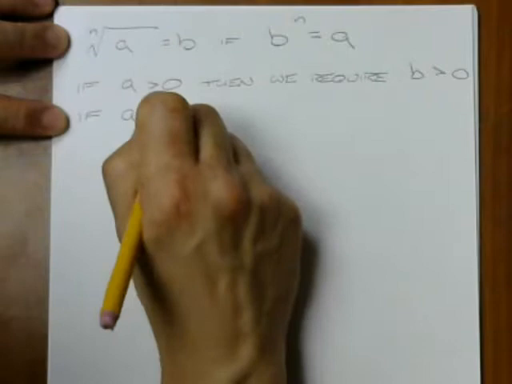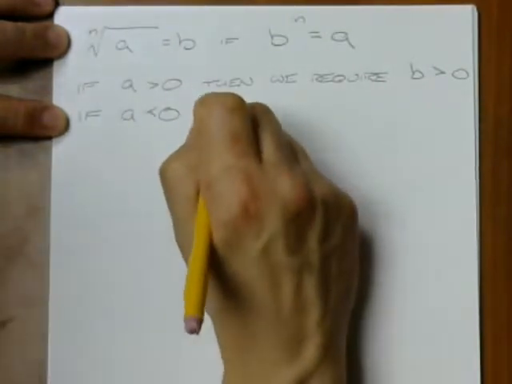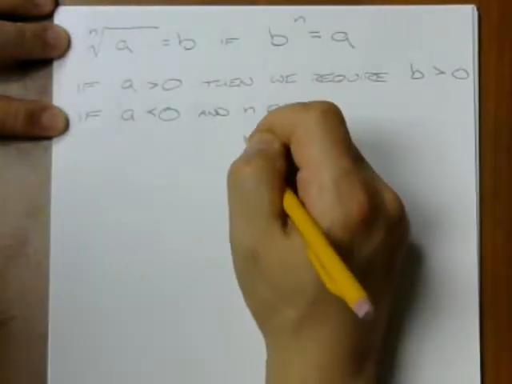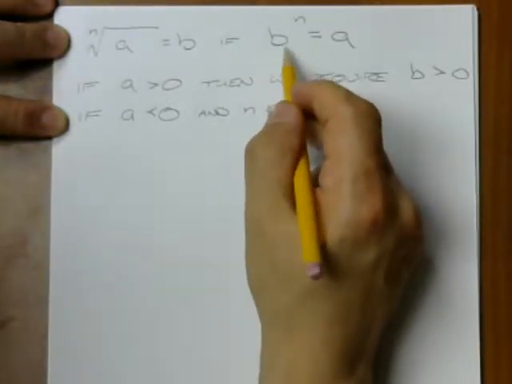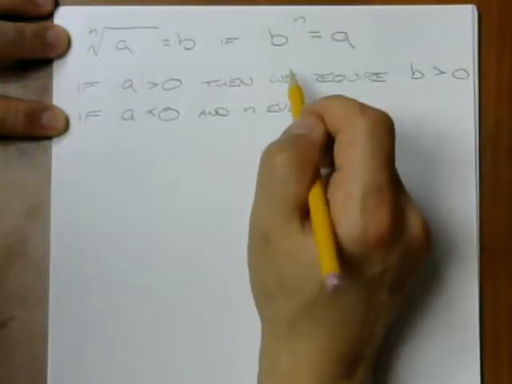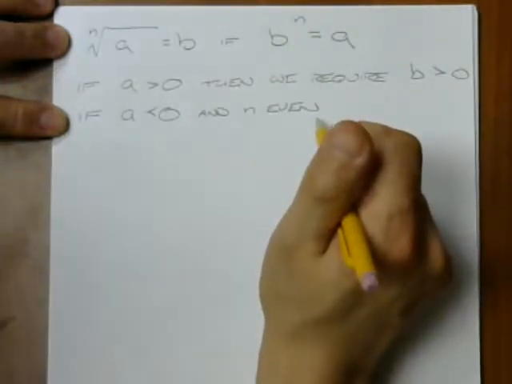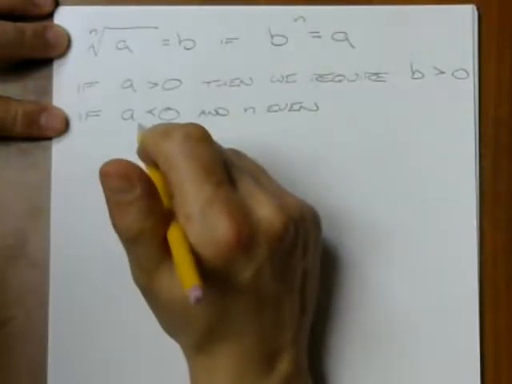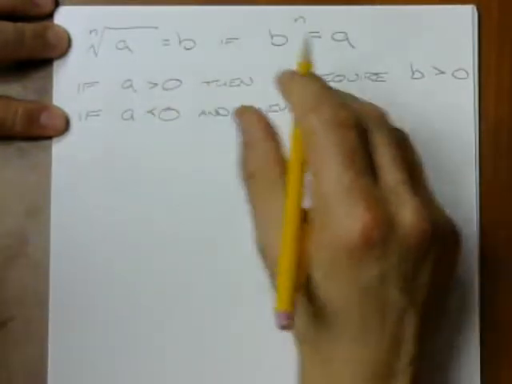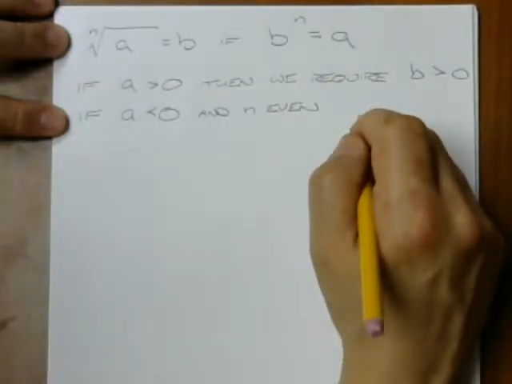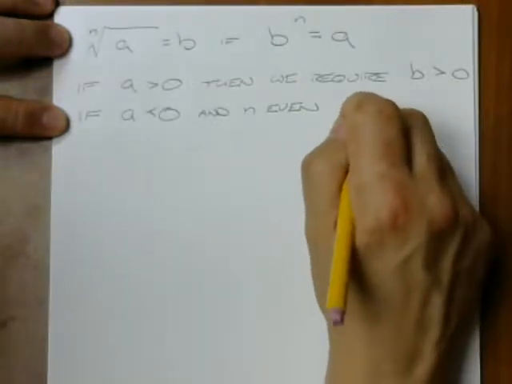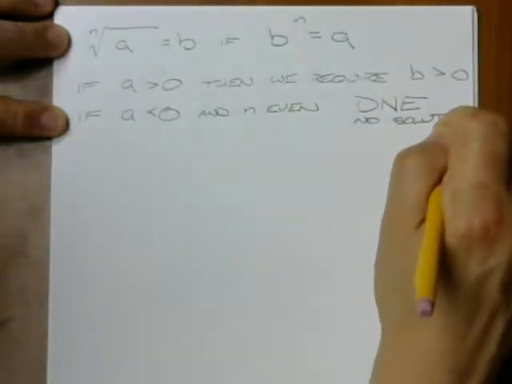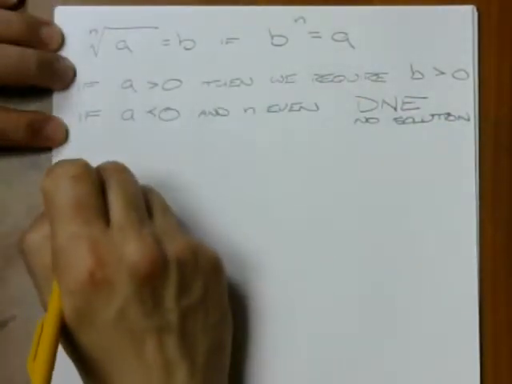If a is negative and n is even, we're going to have a problem here, because if I take a negative number to an even power, I'm always going to get a positive number. And if I take a positive number to an even power, I'm also going to get a positive number. So I'm never going to be able to get to a if a is negative. We're basically going to get into a situation where there's no solution. Does not exist. No solution in the real numbers, which is where we're looking right now.